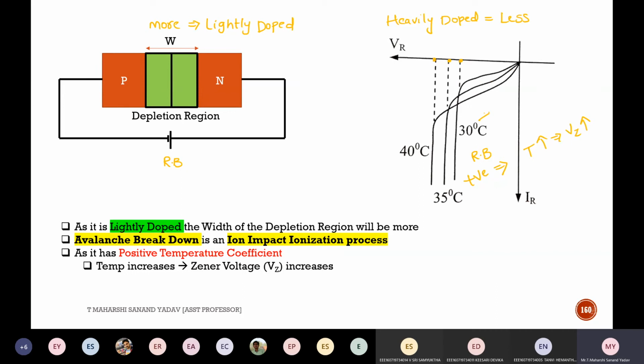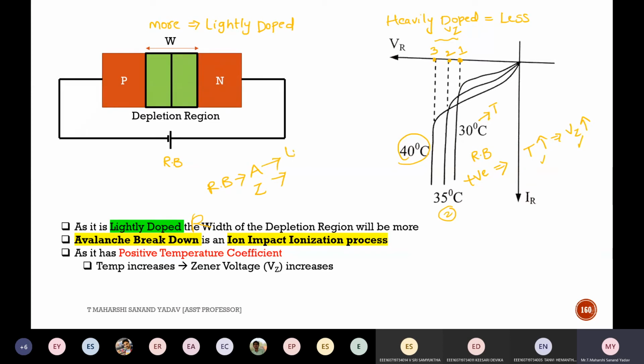Suppose if temperature is 30 degrees centigrade, VZ is something, suppose you consider as 1. Next, if I increase the temperature to 35 degrees centigrade, this is the second case. As temperature is increased, VZ also increases, so it becomes 2. This keeps on continuing, this becomes 3, because as temperature is increased, VZ also increases. Clear with this concept? So the important thing is it operates only under reverse bias. Under reverse bias, there are two types of breakdowns, avalanche breakdown and Zener breakdown.